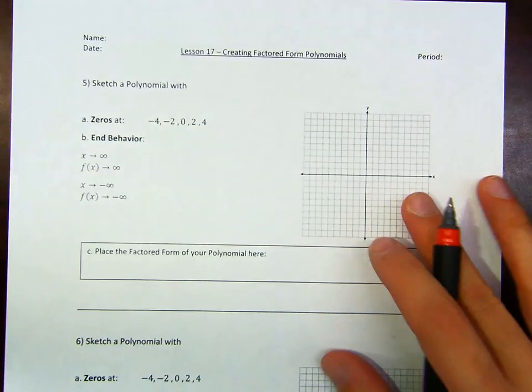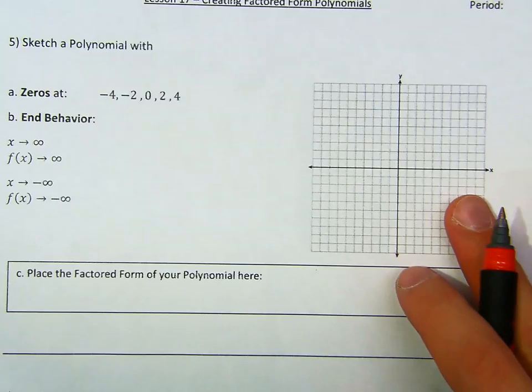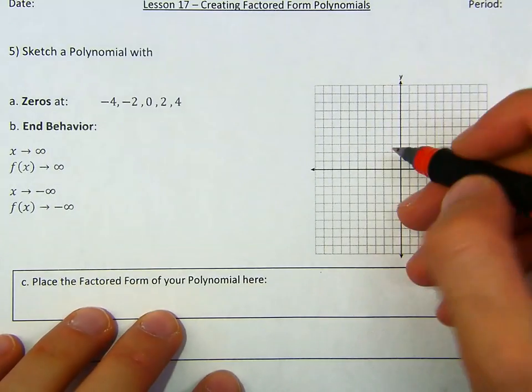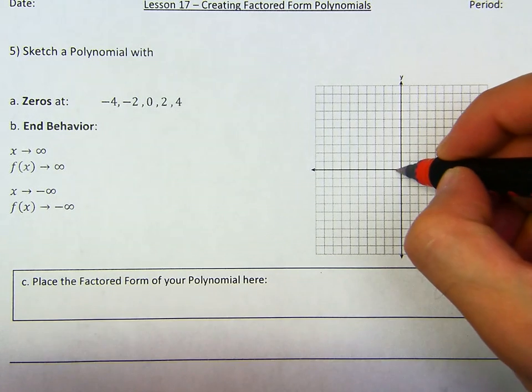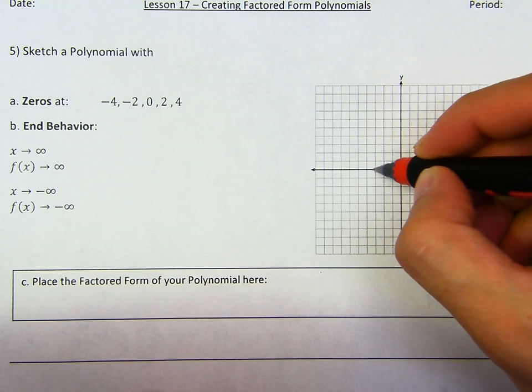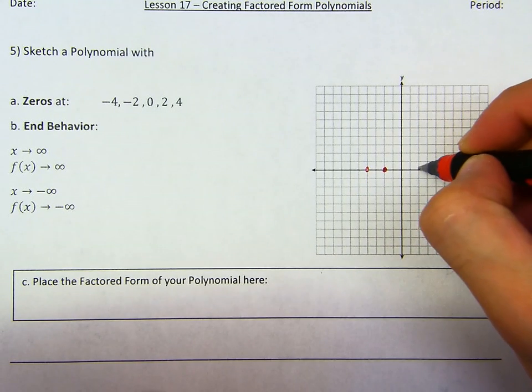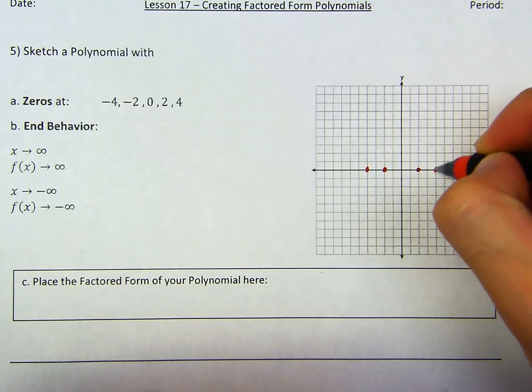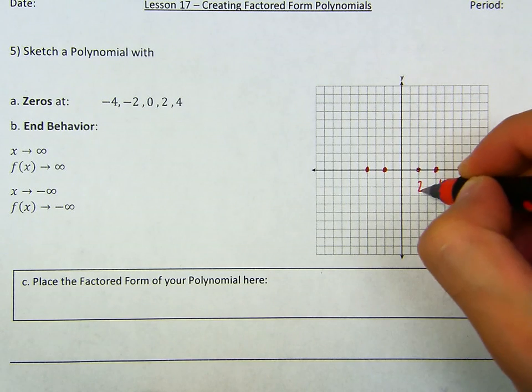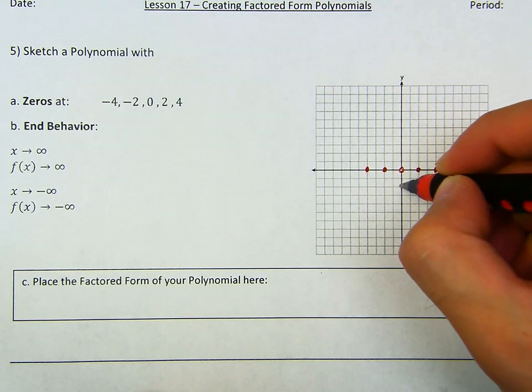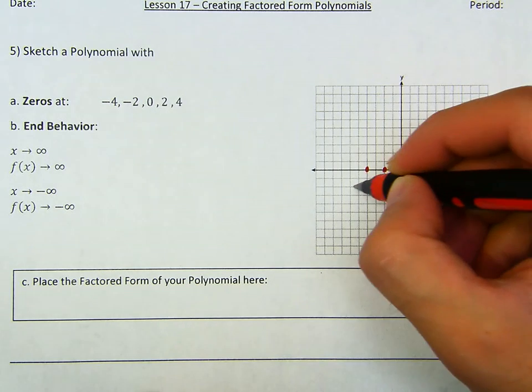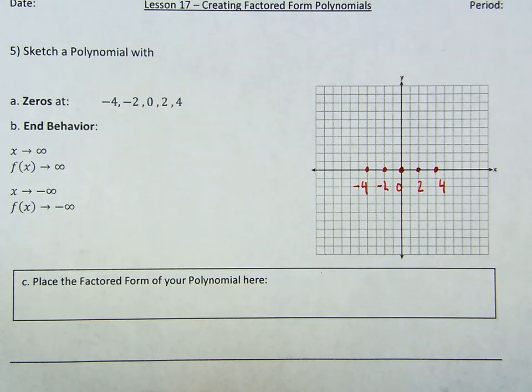So where are my zeros at? Let me fix the camera a little bit. Okay. So I have negative 4, then negative 2, and oh wait, this one is 0. Then 2 and 4. Okay, so those are my zeros.